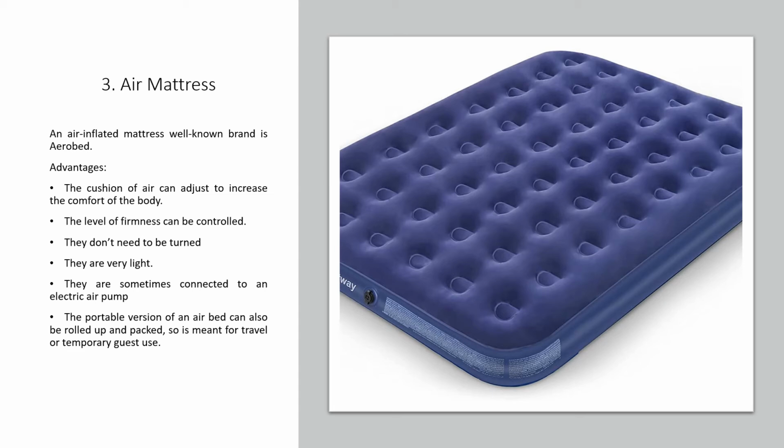Number one, the cushion of air in this type of mattress can be adjusted to increase the comfort of the body. The level of firmness can be controlled. They do not need to be turned. They are very light. They are sometimes connected to an electric air pump to fill the air in. The portable version of an airbed can also be rolled up and packed, so it is meant for travel or temporary guest use.